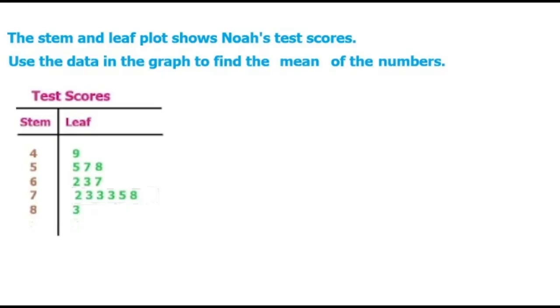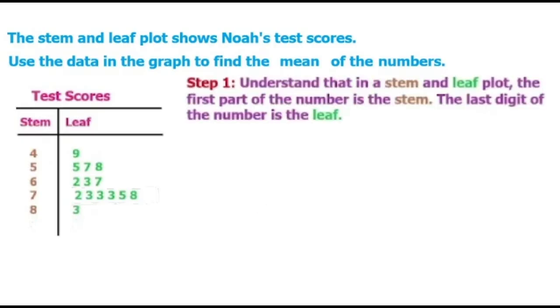Let's read the problem. The stem and leaf plot shows Noah's test scores. Use the data in the graph to find the mean of the numbers. And these are the test scores. This is the stem and this is the leaf. And I will go through in detail how to read the numbers.